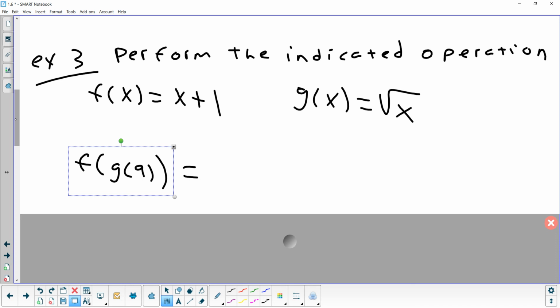So can someone explain to me, looking at the inside function, what does g of 9 mean to do? Yep, Sarah? The square root of 9. Right. Don't worry about f right now. Take 9 and plug it into the g formula. And now simplify. We get 3.